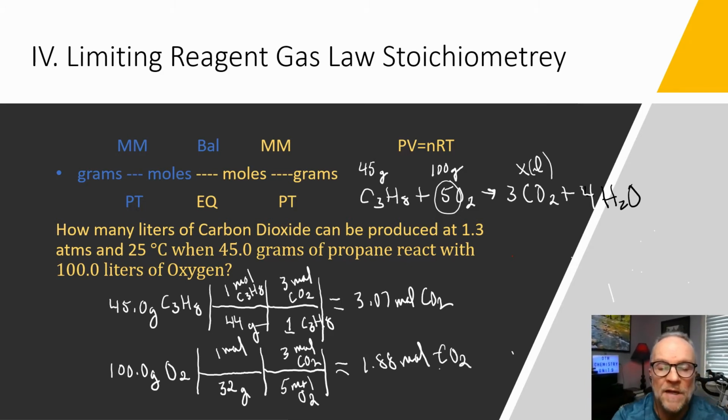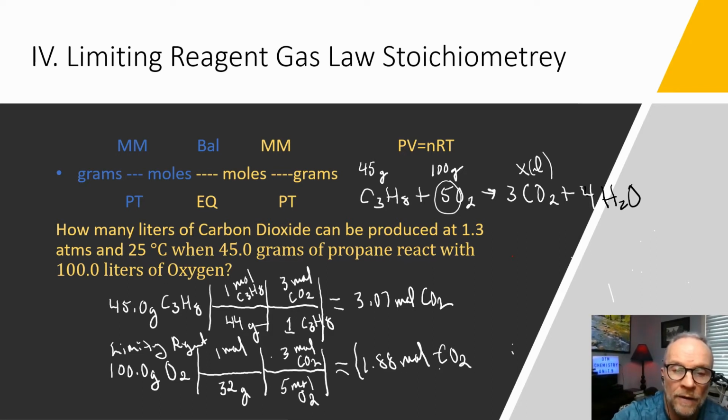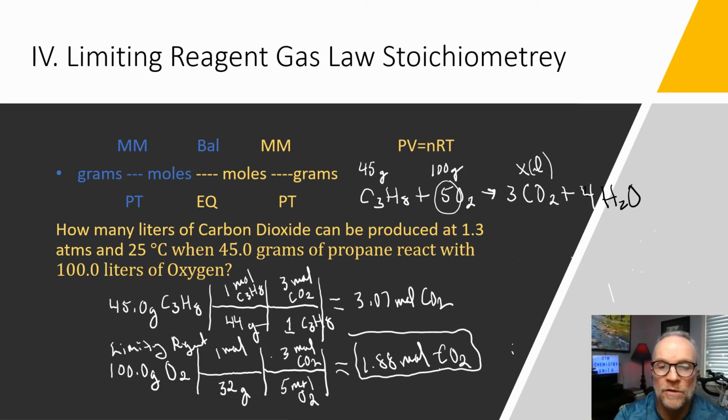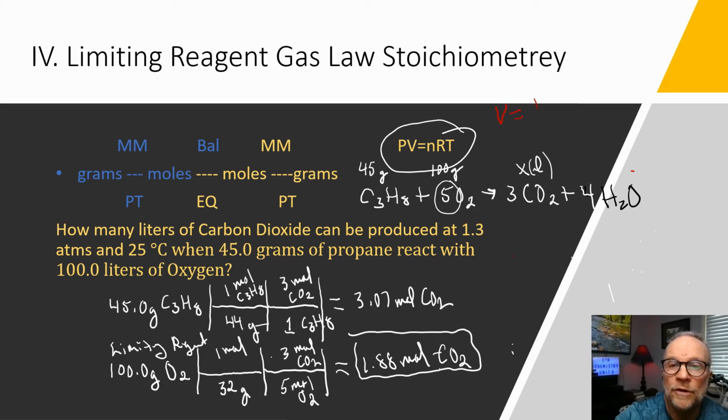So it becomes obvious here that oxygen is going to run out first. So oxygen is our limiting reagent. And so we will use this value, the 1.88 moles, to plug into our PV = nRT to figure out how many liters of carbon dioxide we can produce. All right, so let's write that in red since we've got black and white backgrounds here. So here it will be volume is equal to nRT over P.